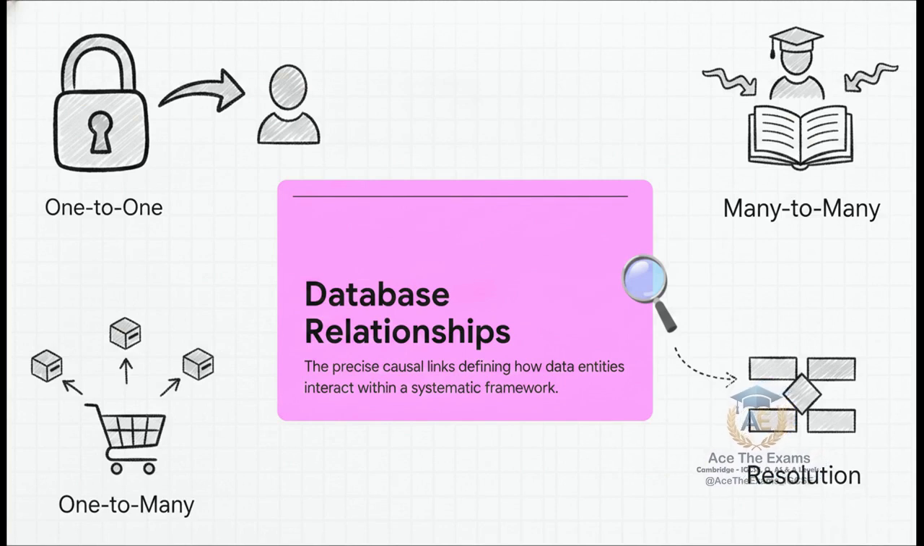Now, conceptually, a direct many-to-many relationship makes perfect sense, but practically, it is impossible to implement directly into a standard relational database without causing massive data redundancy and severe update anomalies. You absolutely have to resolve it. And proving to the examiner that you understand exactly how and why to resolve that interaction is the difference between a passing grade and an A star.